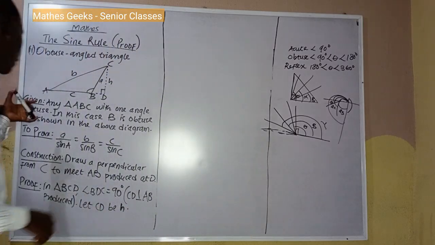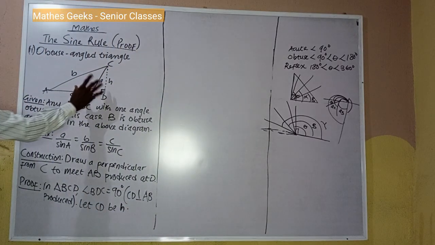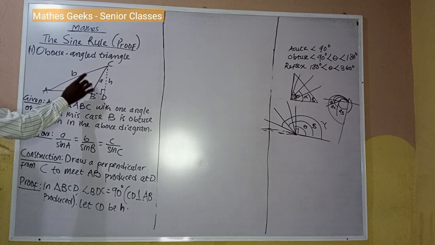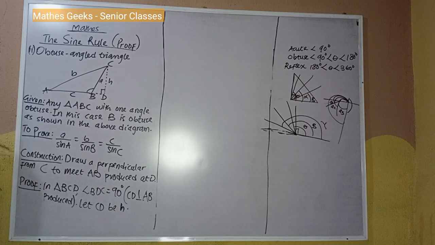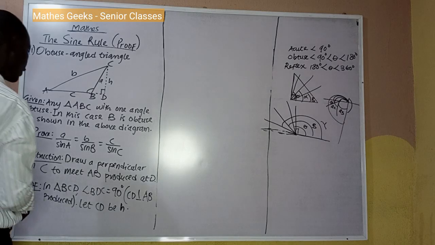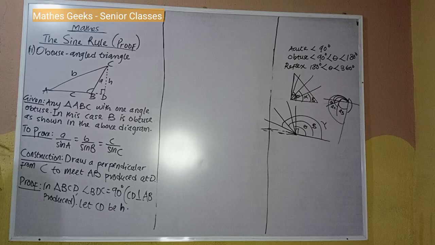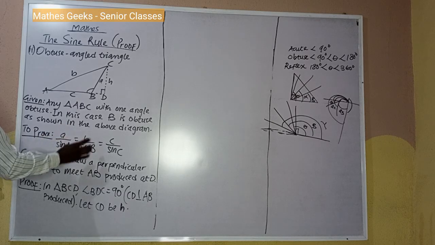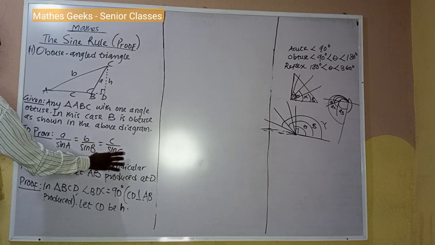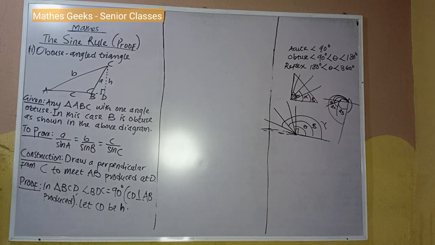So what we are given here is that one of the angles in this triangle is an obtuse angle, and this is it, angle B. So in any triangle ABC with one angle obtuse, in this case B is obtuse as shown in the above diagram, what do we need to prove with what we have been given? To prove that a over sine A is equal to b over sine B equal to c over sine C.